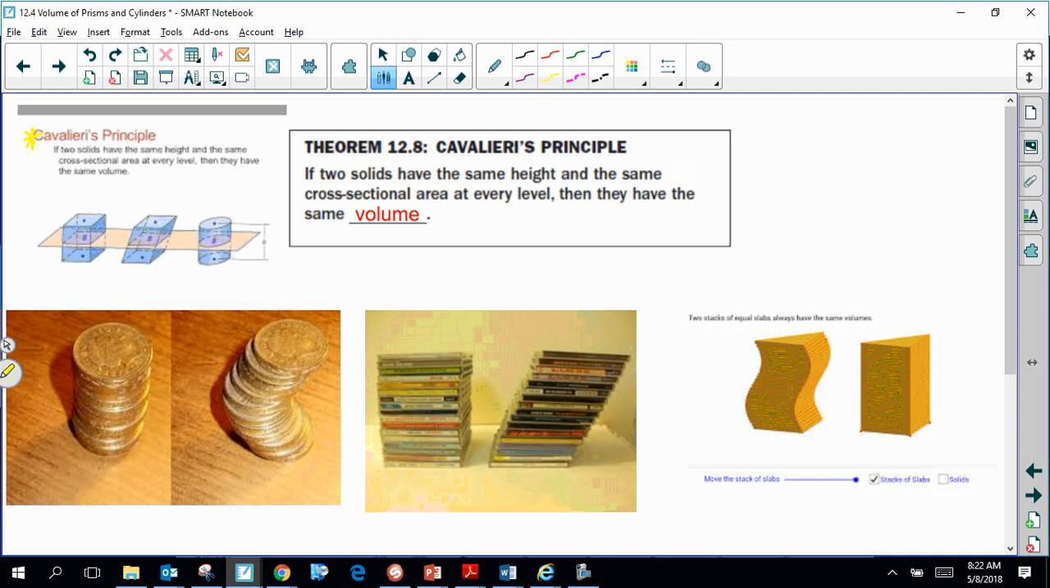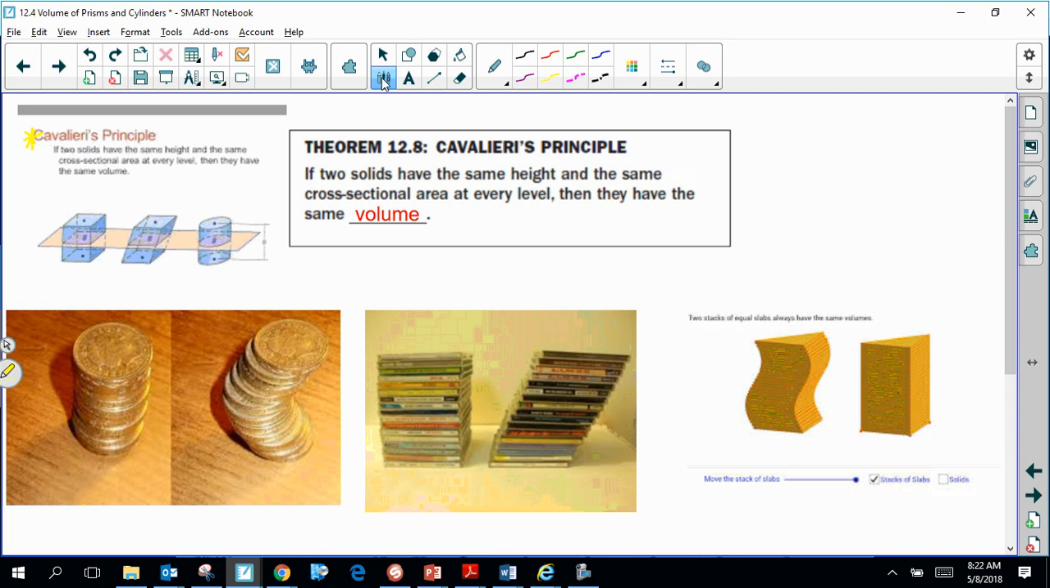So what we will generally use for Cavalieri's principle is just making sure that we understand that the height of an oblique cylinder or an oblique prism is not a diagonal measurement. It's going to be the perpendicular distance between the bases still. So keep that in mind.